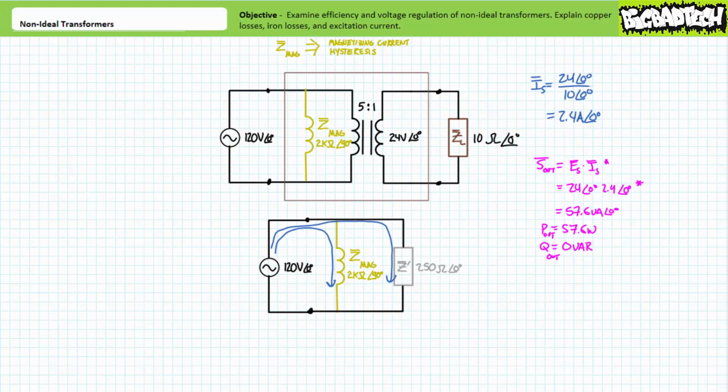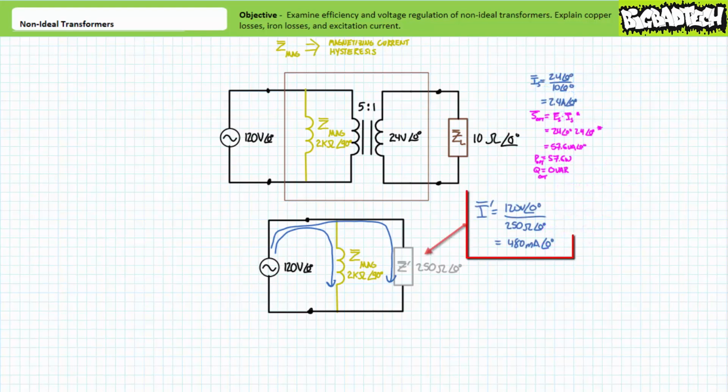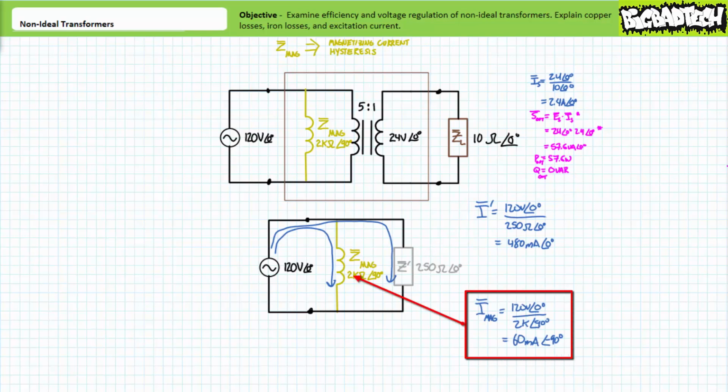This additional current path will undoubtedly draw more current from the source. This being said, the inductor accounting for both magnetizing current and hysteresis is assumed to be entirely reactive in nature and will not consume any real power, but rather cyclically exchange it with the source. Given voltage across elements in parallel is the same, both the reflected impedance and inductor will experience a 120 volt differential. Ohm's law demonstrates that the reflected impedance will still draw 480 mA of current at 0 degrees. Ohm's law additionally demonstrates that the 2 kΩ inductor, accounting for both magnetizing current and hysteresis, will draw 60 mA of current at an angle of negative 90 degrees.